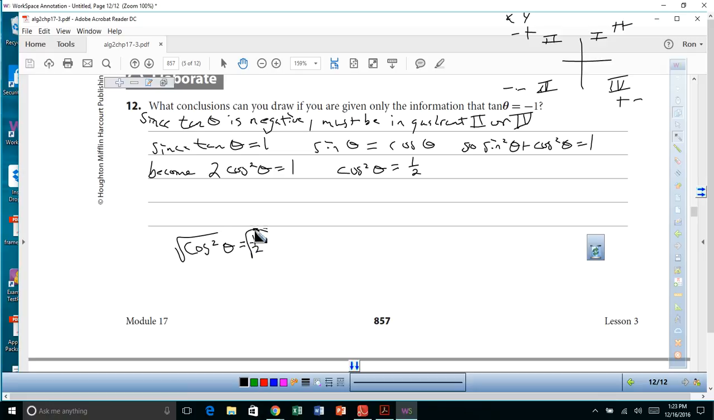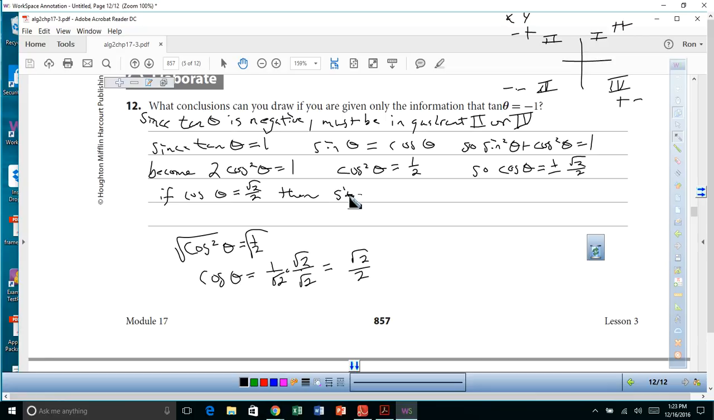Take the square root of both sides, and that gives you cosine theta equals 1 over the square root of 2. And remember, you're not supposed to have that, so we'll multiply the top and the bottom by the square root of 2, and that will give us the square root of 2 over 2. So cosine theta equals plus or minus the square root of 2 over 2. And if cosine theta equals the square root of 2 over 2, then sine theta equals negative square root of 2 over 2. If cosine theta equals negative the square root of 2 over 2, then sine theta would equal the positive square root of 2 over 2. All right, good deal.